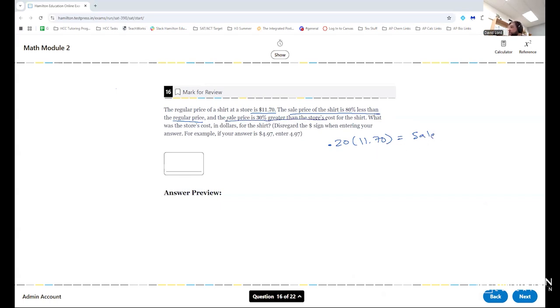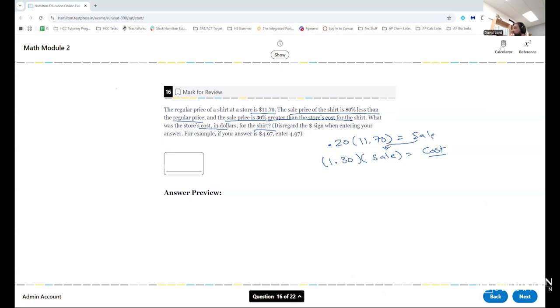The sale price is 30% greater than the store's cost. So again, whenever doing percent increase, it's 1 plus the percent. So 1.30 times the cost is equal to the sale price. What was the store's cost in dollars for the shirt? Okay, so it looks like we're going to find the sale price and then plug it on in, and then we get the cost for the store.